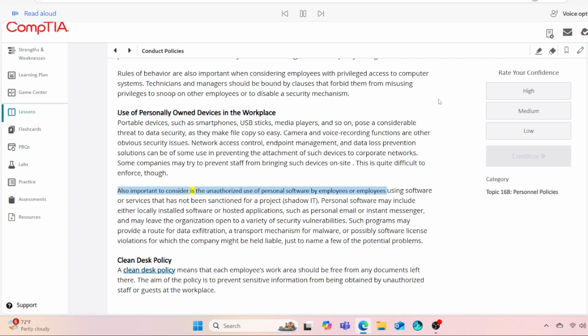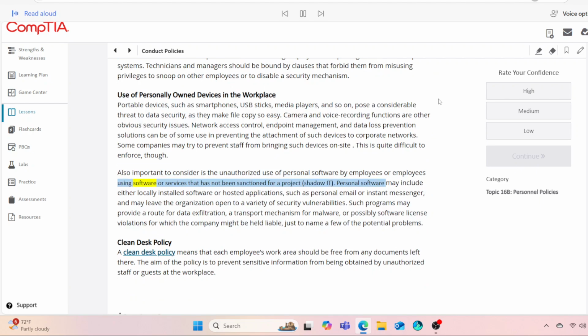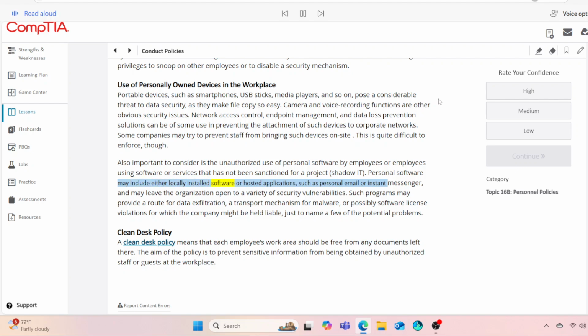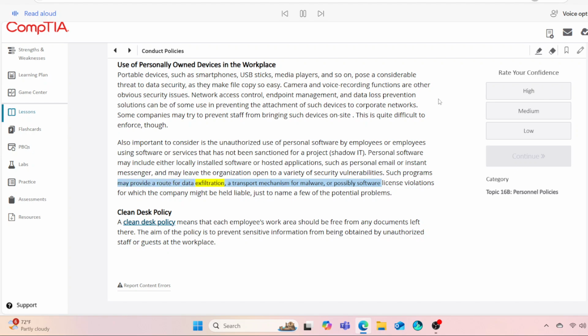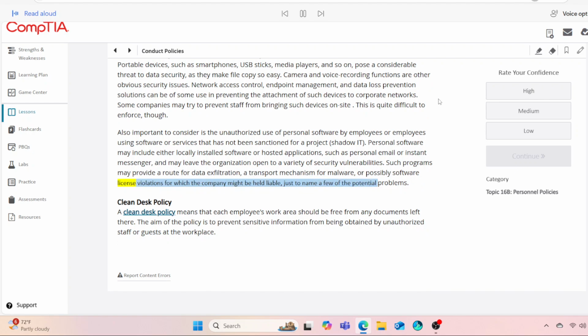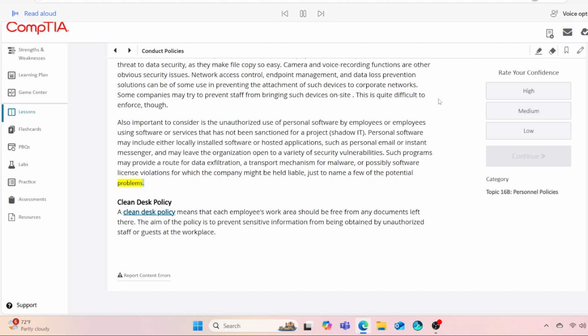Also important to consider is the unauthorized use of personal software by employees, or employees using software or services that have not been sanctioned for a project, shadow IT. Personal software may include either locally installed software or hosted applications, such as personal email or instant messenger, and may leave the organization open to a variety of security vulnerabilities. Such programs may provide a route for data exfiltration, a transport mechanism for malware, or possibly software license violations for which the company might be held liable, just to name a few of the potential problems.